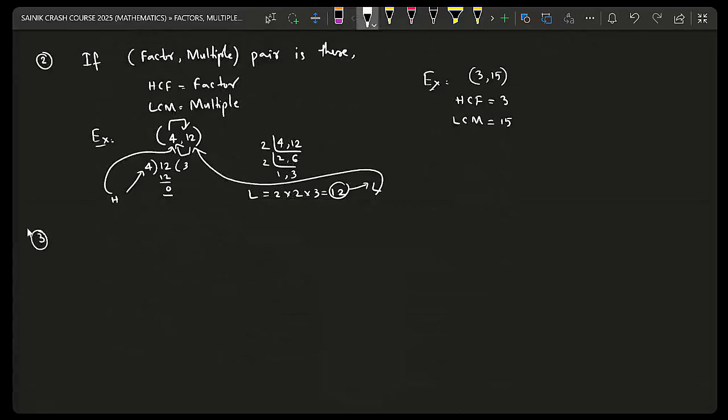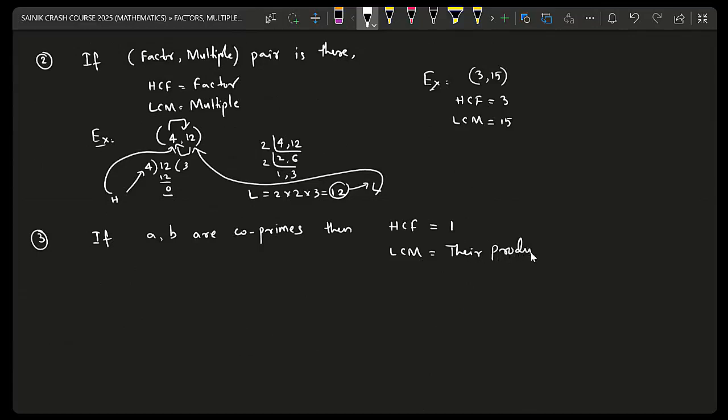The third property is: if you have two numbers, let us say A and B, and A, B are co-primes. What are co-primes? We discussed already. If they have only one as a common factor and there is no other common factor, then they are called co-primes. So whenever two numbers are co-primes, you can remember this: their HCF is always equal to 1 and their LCM is always equal to their product.